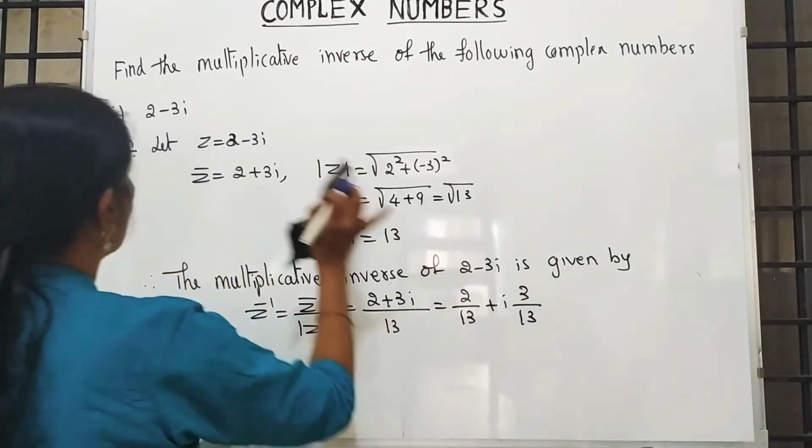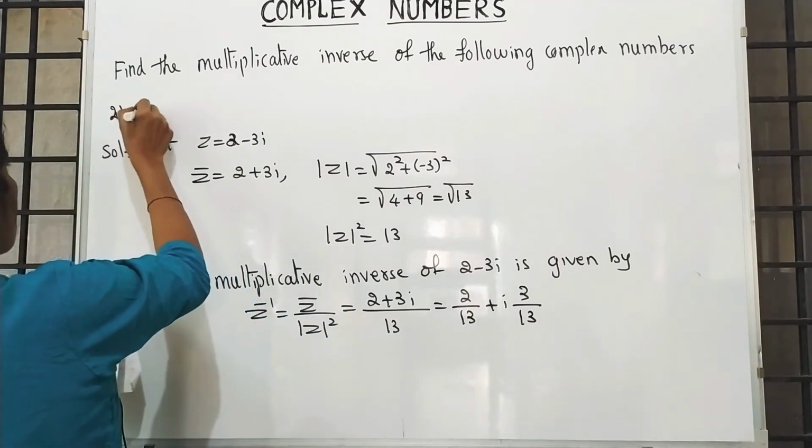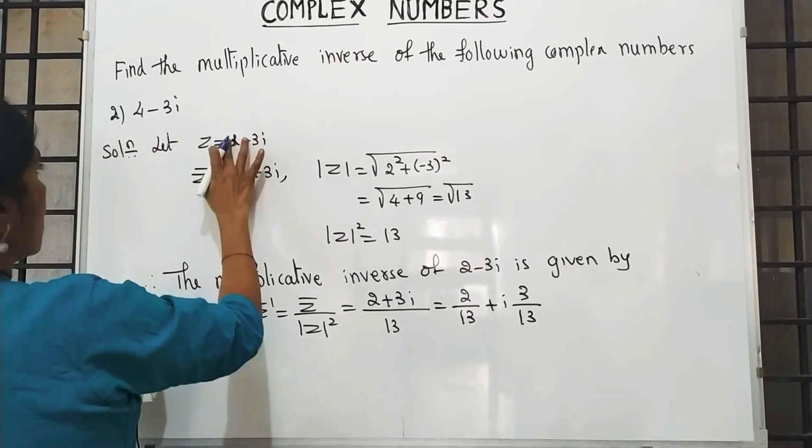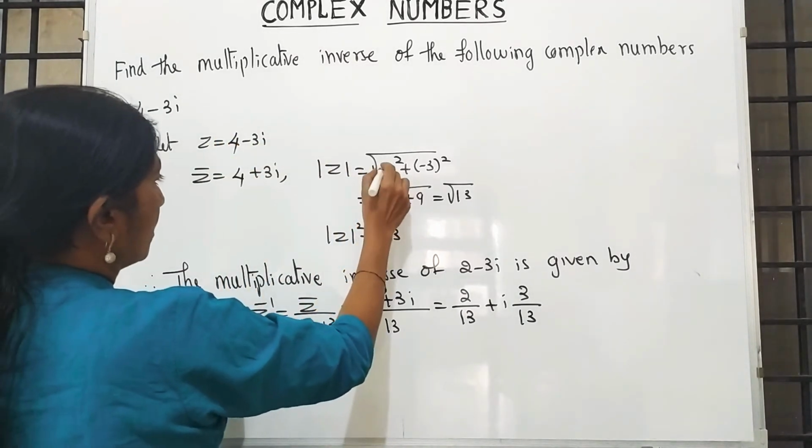Understood? Moving to the next question, that is 4 minus 3i. Second one, 4 minus 3i. So first write down the conjugate.